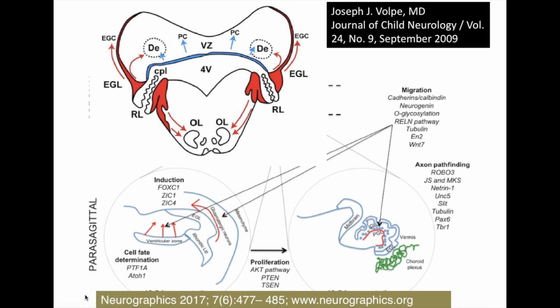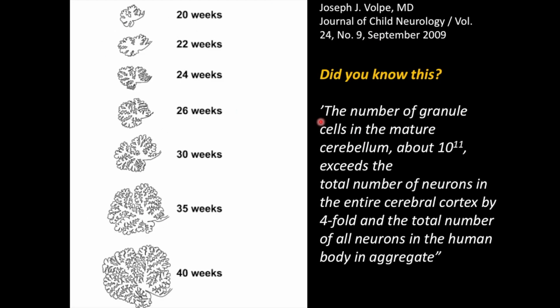This again is a very complex process, and is influenced by multiple signaling pathways, as shown beautifully in this Neurographics paper, and also very well explained in Joseph Volpe's 2009 article in Journal of Child Neurology. The cerebellum continues to increase in volume and also shows rotations from 20 to 40 weeks in order to take its final shape at birth. But even after birth, in the first year of life, the cerebellum continues to evolve by almost completely dissipating the external granular cell layer.